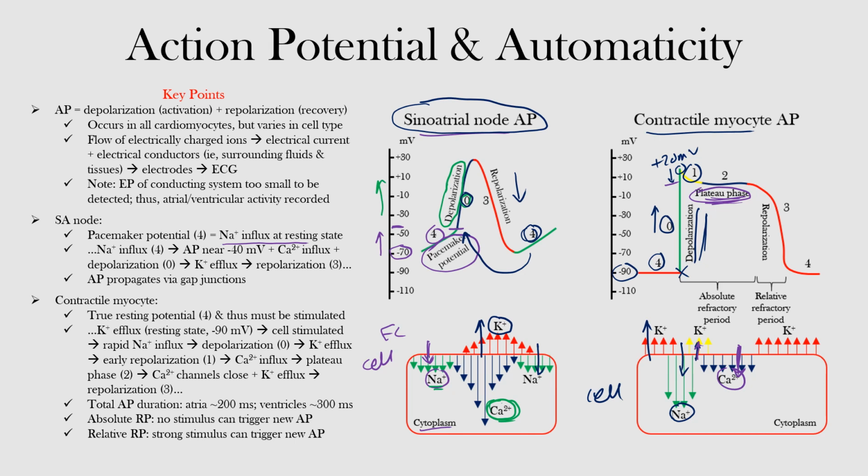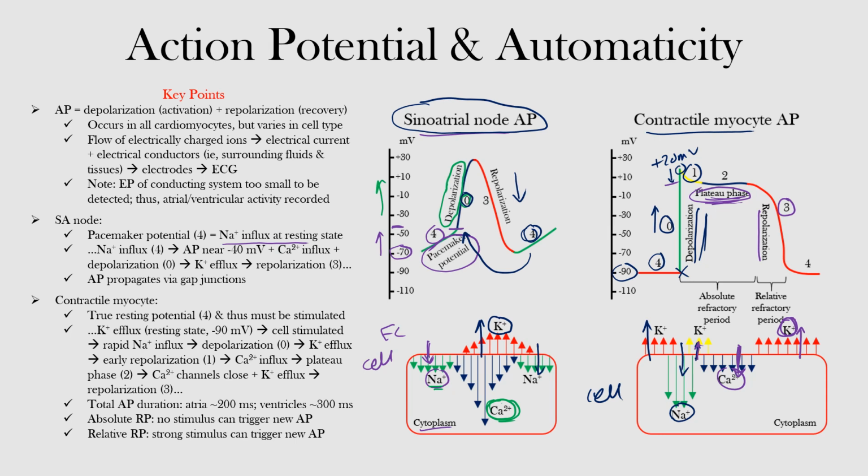Then, so we have this plateau phase, and now we have the third phase, or phase 3, which is the repolarization phase, in which the calcium channels close and the potassium channels open. So calcium channels closing, and we have potassium channels opening, and this allows for an efflux, or potassium ions moving out of the cell, and repolarization of that cell. So now we have potassium ions moving out. This is phase 3, the repolarization phase that we have going on.